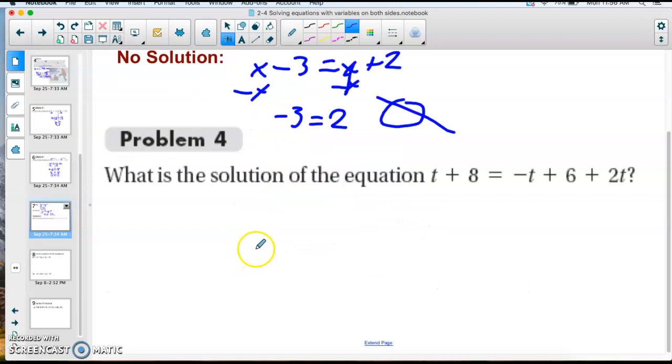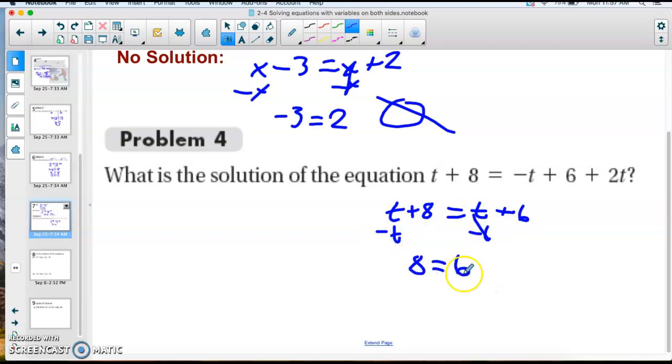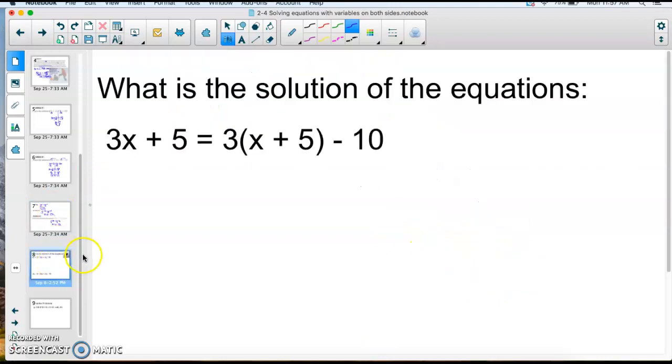Okay, so what is the solution to the equation? This one right here. Well, first off, we have t plus 8 equals. Now over here we can combine some like terms, right? Oh, I gotta kind of hustle up because I only have 2 more minutes left. We're gonna combine like terms, so we have negative t plus 2t. And this gets us t, and then plus 6. Okay, now when we bring our t over, we end up with 8 equals 6, and we know that that can't be true, and so it's a null set. There's no solution.